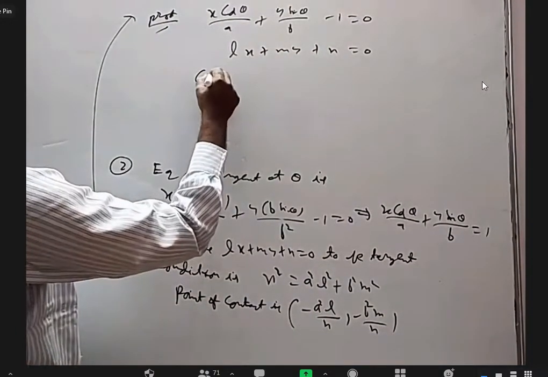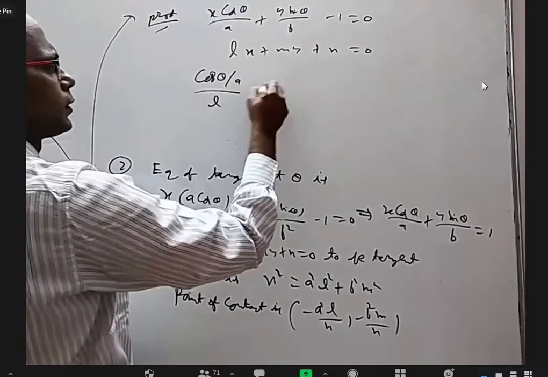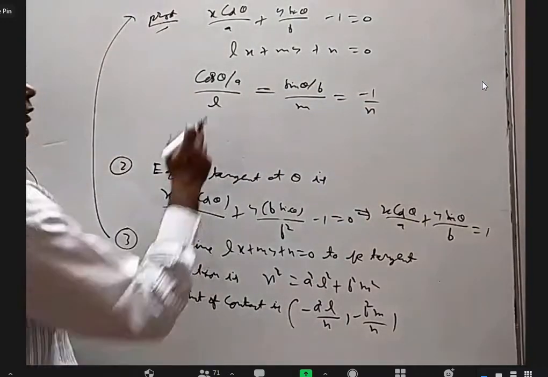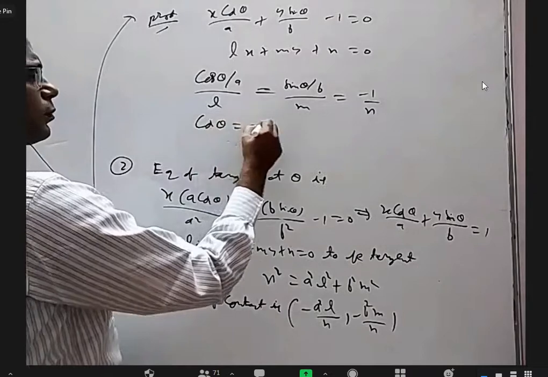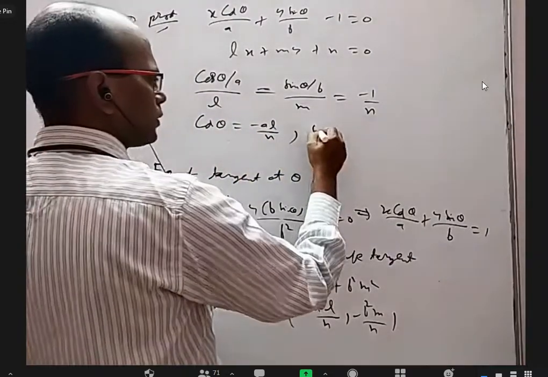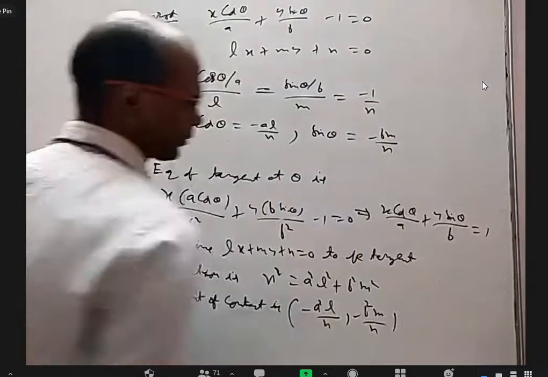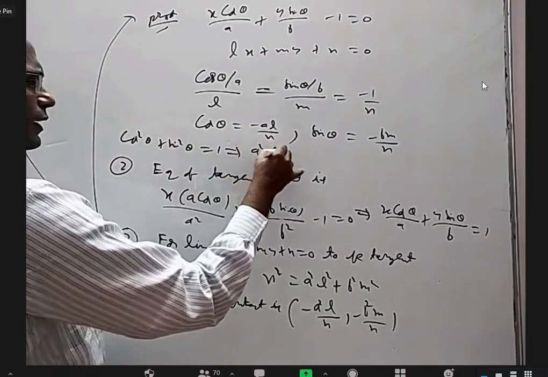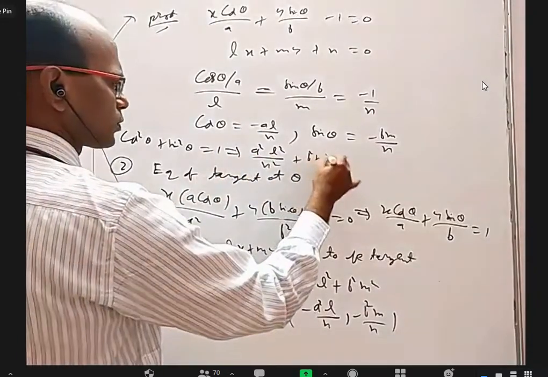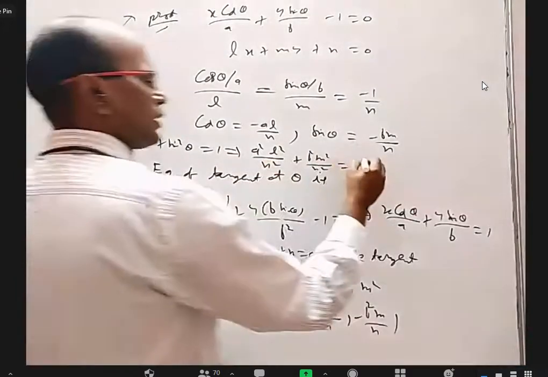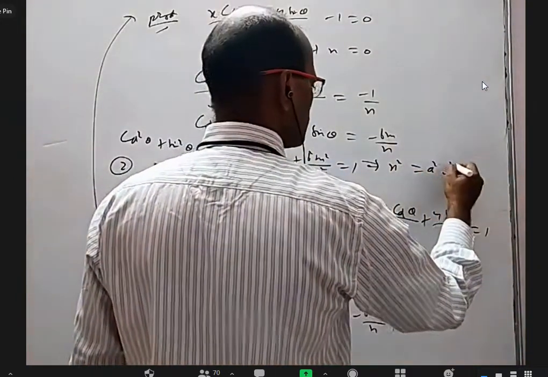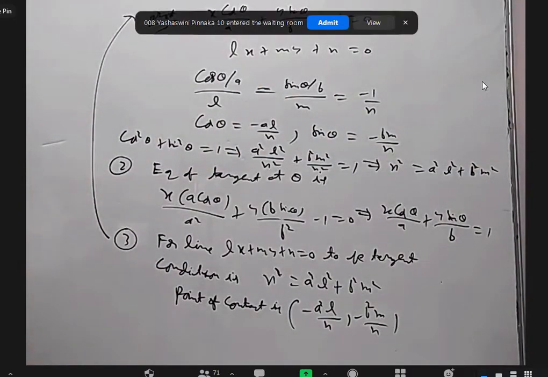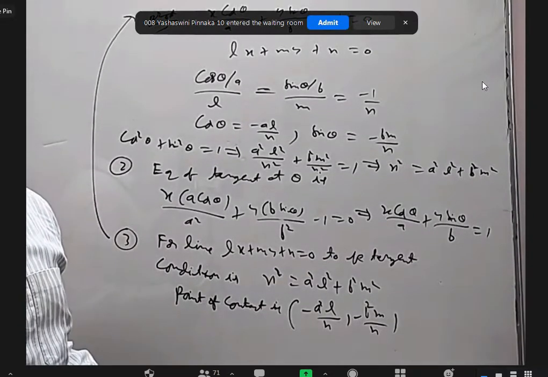You will get cos theta by a by l equal to sin theta by b by m equal to minus 1 by n. If you compare this and this, cos theta will come minus al by n. Sin theta will come minus bm by n. But cos square theta plus sin square theta should be 1. You got a square l square by n square plus b square m square by n square equal to 1. Send n square that side, you will get n square equal to a square l square plus b square m square. Okay, so you don't have to, in one sense, remember this formula.